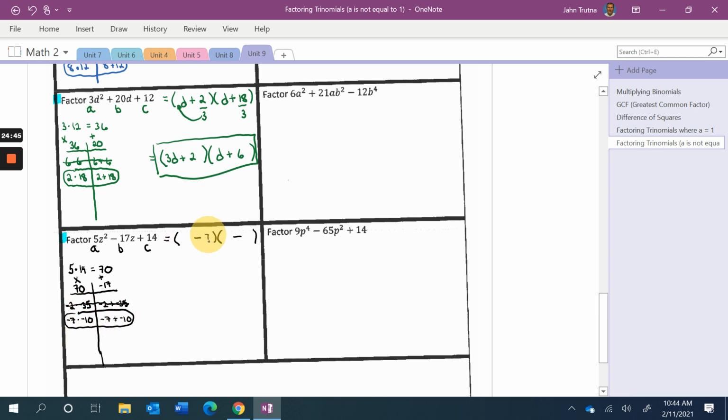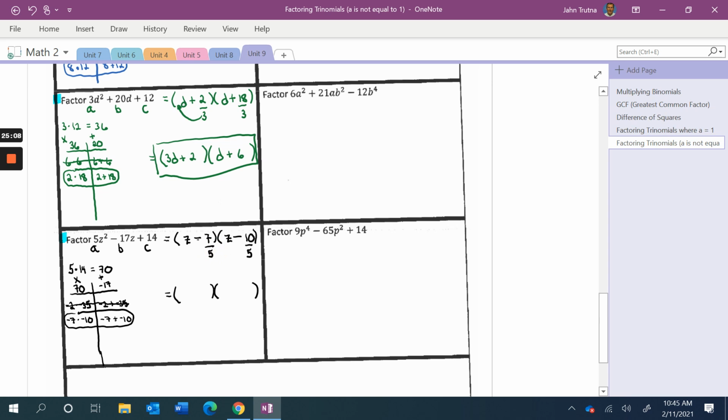It's minus 7 and minus 10, and my variable is a z, so I have z minus 7, z minus 10. But I'm not done because I had that a value of 5, so I have to divide both of my factors by 5. Okay, now I'm ready to write my factors, my final answer, my final factors.